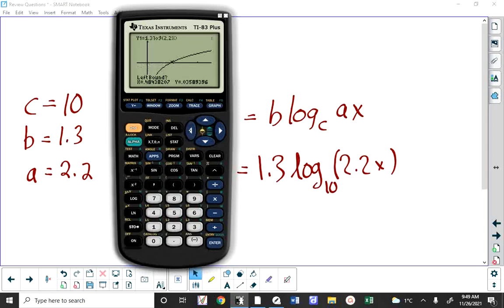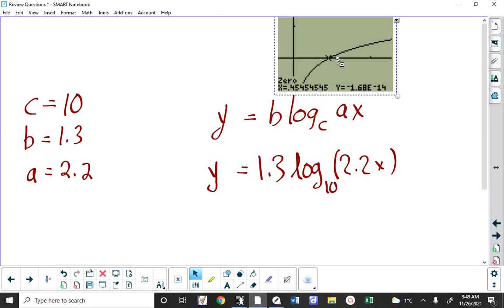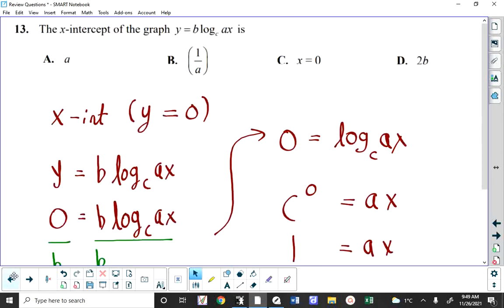I scroll to the left of it. And again, this is kind of a last resort. If you understand what you're doing, it doesn't take long to put y equals zero and solve the equation. So we're getting an x-intercept of, you know, 0.4545445. So now we go to the choices, and we see immediately that the x-intercept is not zero.